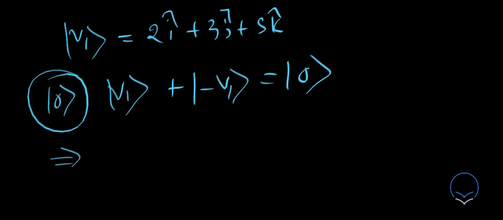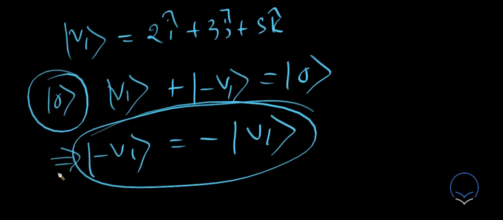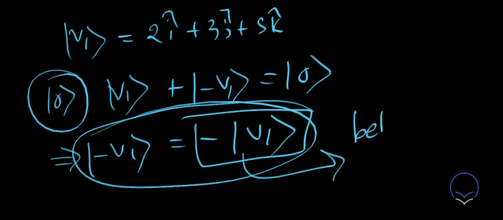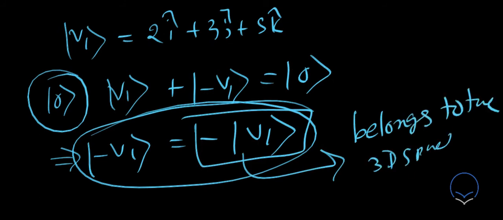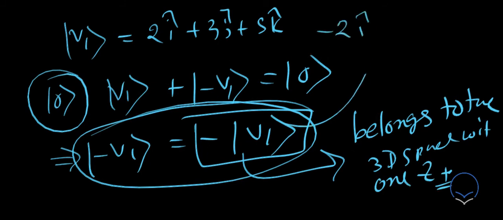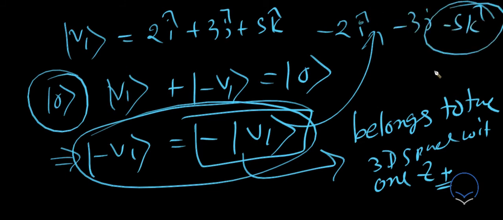And it turns out that this minus v1 is just minus v of 1. And if you do that, that is, if you say this belongs to the 3D space with only z plus, that is the positive z-axis, you can see that this is wrong, because when you do this minus v1 you get minus 2i, minus 3j, minus 5k, right? But minus 5k doesn't exist. We didn't start with minus 5k, we never started with the minus z-axis.